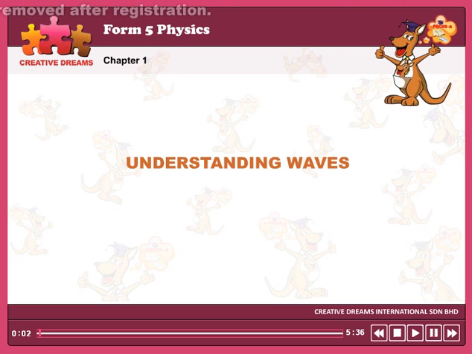A transverse wave is a wave in which the vibration of the particles is perpendicular to the direction of propagation of the wave. Examples of a transverse wave: water wave, light wave, and electromagnetic wave. While a longitudinal wave is a wave in which the vibration of the particles is parallel to the direction of propagation of the wave. An example of a longitudinal wave is sound wave.